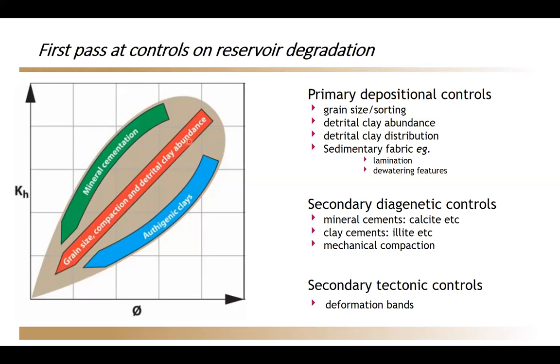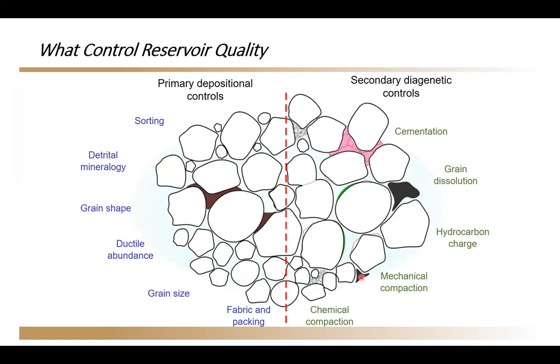So the depositional criterion that destroys my quality is grain size. But if the grain size is larger, it will enhance my quality. The compaction, the detrital clay distribution and the clay interpretation, I have to know and figure out. The sedimentary fabric, like the lamination and the dewatering features, also controls my reservoir quality and its degradation. The cementation and the diagenetic characters, the secondary factors, also control my reservoir quality. I need first to classify my rock, my zone, my reservoir based on these factors. And I also have secondary tectonic controls like deformation, which control my quality. We will go through the depositional and the diagenetic factors that control my quality fast.